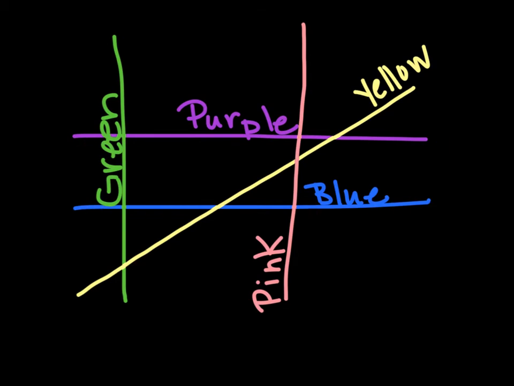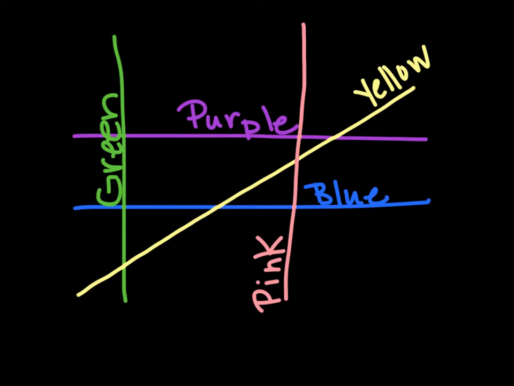Now, there were quite a few examples of perpendicular. You could have had green and purple. Right there is your 90-degree angle. You could have also had green and blue. Same thing. You could have purple and pink or blue and pink. Those are your perpendicular lines.